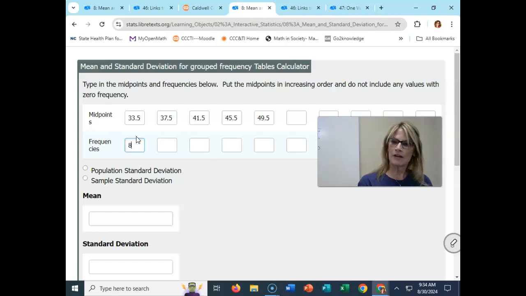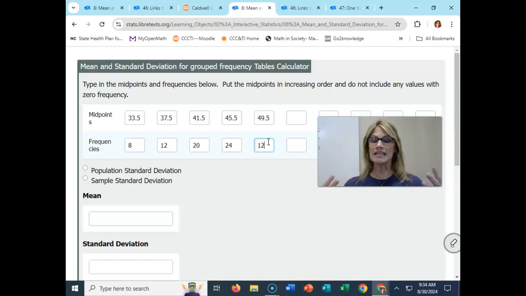There were 8 people that got a speeding ticket going this fast. 12 people got a speeding ticket going this fast. 20 people, 24 people, 12 people. Okay, so enter that data, and we want to know the mean speed that people got speeding tickets.